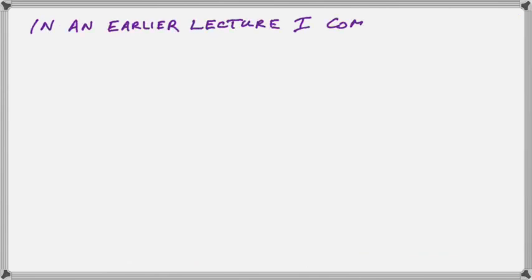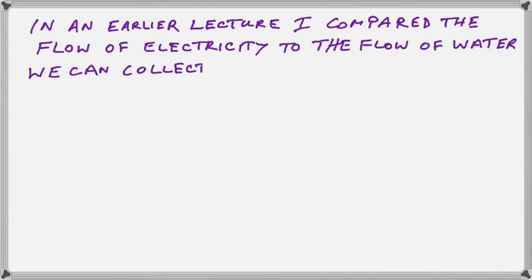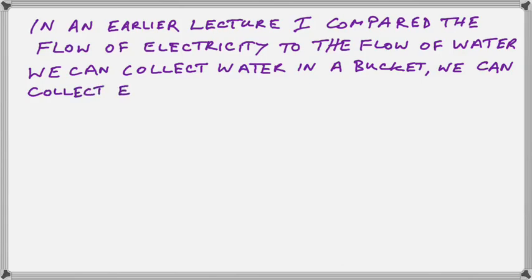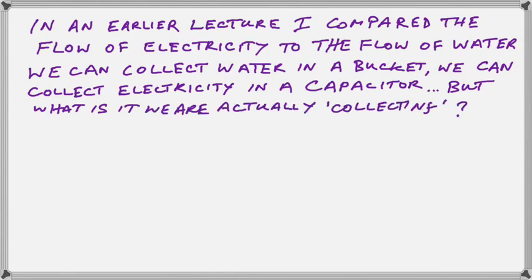Okay, so now in an earlier lecture we compared water to electricity. Both of them flow, and in many respects the flow of water and the flow of electricity have some similarities. For example, we can collect water in a bucket, and we can collect electricity, loosely speaking, in a capacitor. But what are we actually collecting?